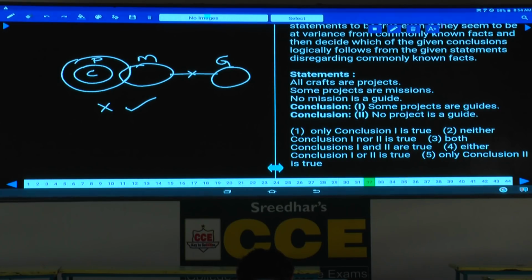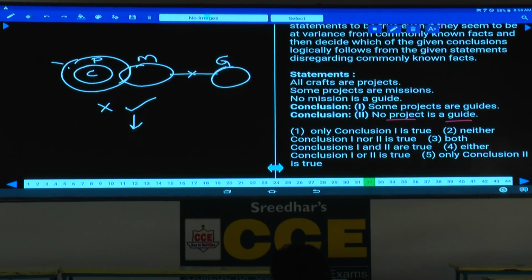Now project is here, guide is here. The second conclusion is true, and it is a negative conclusion. As the negative conclusion follows from the basic diagram, we should draw an alternate diagram by proving its complementary pair. And what is the complementary pair to no project is a guide? Some projects are guides.